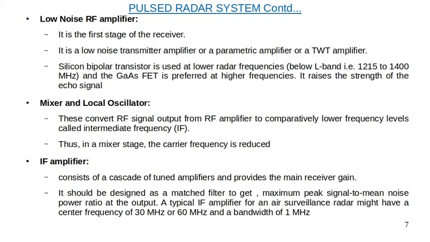Then after converting the RF frequency to intermediate frequency by using this mixer and local oscillator arrangement, the next section is intermediate frequency amplifier. This intermediate frequency amplifier consists of a cascade of tuned amplifiers and provides the main receiver gain. Then it should be designed as a matched filter to get maximum peak signal to mean noise power ratio at the output. A typical IF amplifier for an air surveillance radar must have a center frequency of 30 MHz or 60 MHz and a bandwidth of 1 MHz.